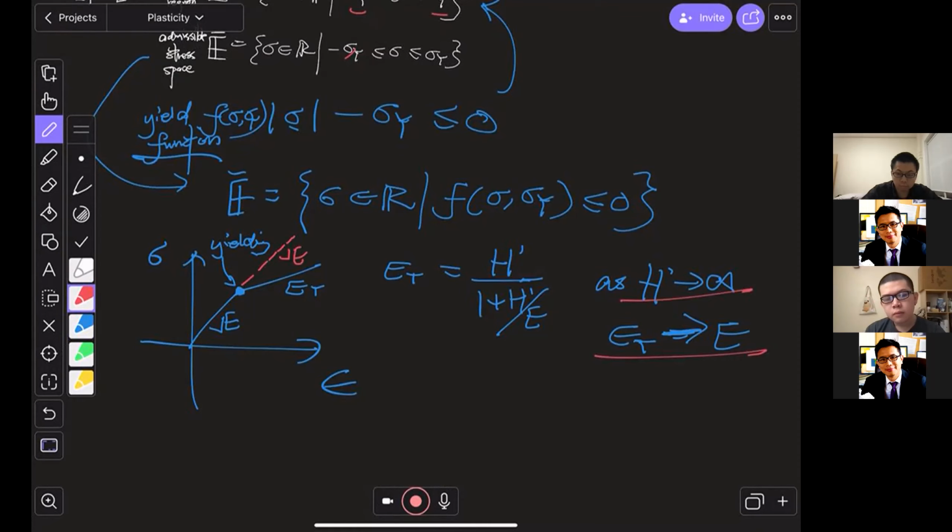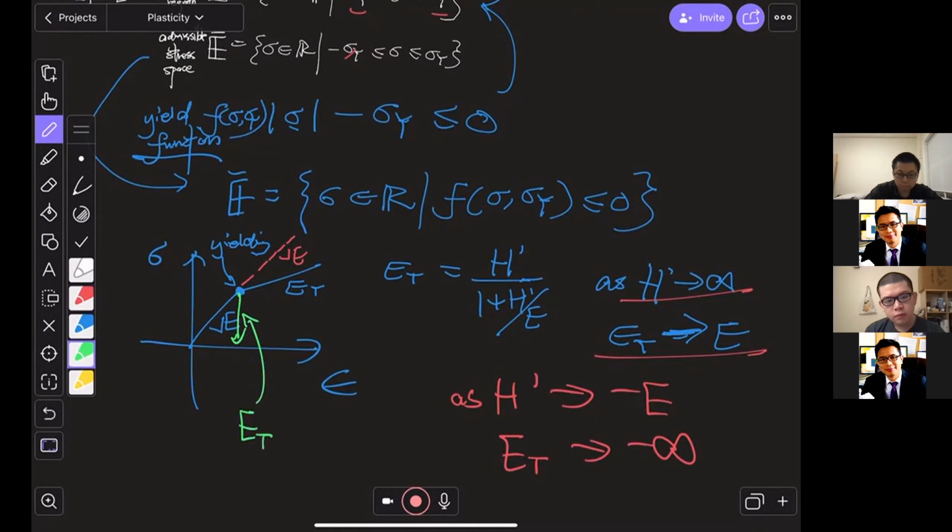However, there is also a lower limit. As h prime approaches minus E, then something evil would happen. ET would approach minus infinity. What does that mean, minus infinity? It means that this thing would drop. So this is when ET equals, or approaches, minus infinity. For example, a brittle material: suddenly you have a fracture.